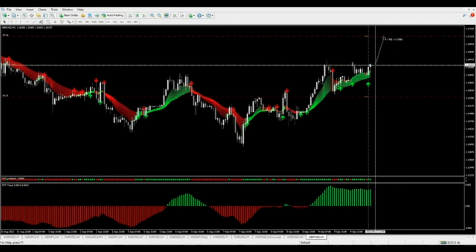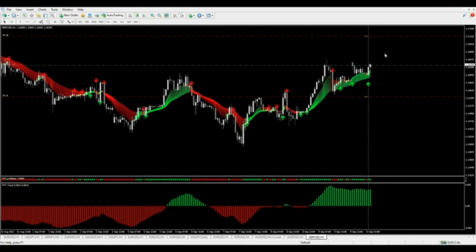The target on this trade is 80 pips. The stop goes under the recent swing low and the take profit is the same number of pips as the stop loss. So this is a 1-to-1 reward to risk ratio. So now that we are in the trade, I'll let it play out and I'll be back when the target gets hit.